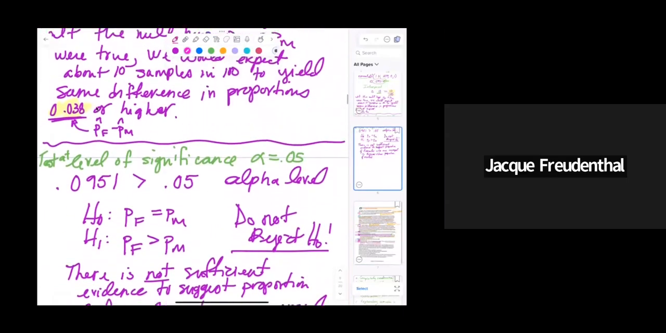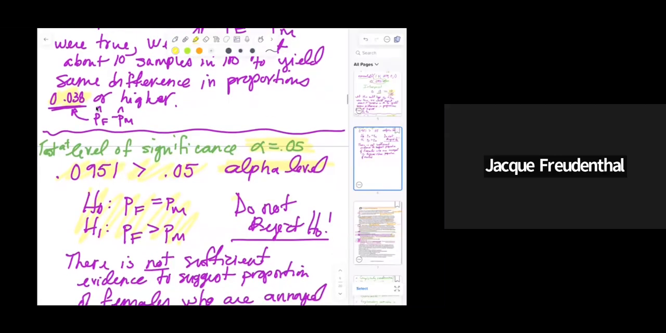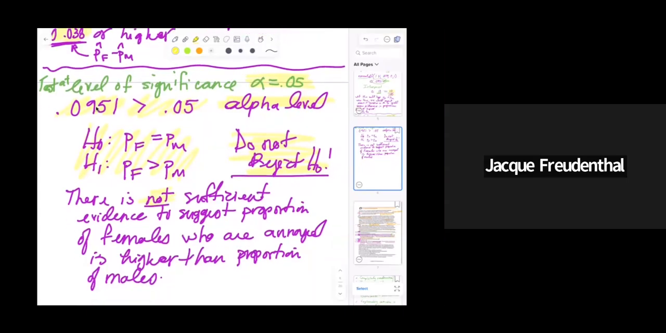Okay, so my level of significance is 0.05. Now there's my alpha level. So I'm looking at my p-value. I see my p-value is more than my alpha level. So with my hypothesis test, the right tail test, we do not reject the null hypothesis. There is not sufficient evidence to suggest the proportion of females who are annoyed is higher than the proportion of males.